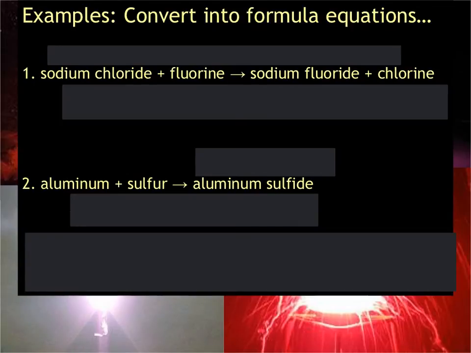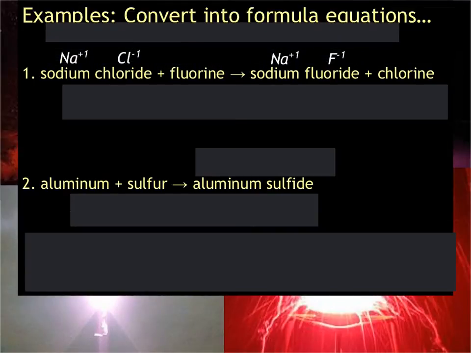Well, the first thing I need to do is see what the charges are on my compounds. Sodium will have a positive 1 charge. Chlorine will have a negative 1 charge. Fluorine's going to be neutral because it's by itself. Sodium on the product side will have a positive 1 charge. Fluorine has a negative 1 charge. And of course, chlorine is going to be neutral again.